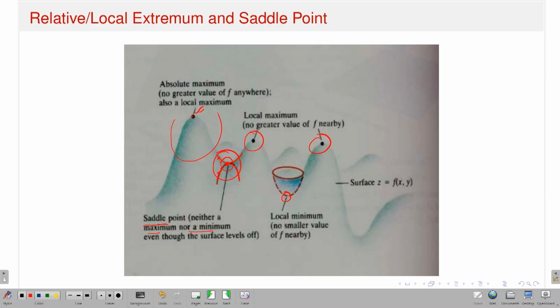And whether local maxima, local minima or global maxima exist, it clearly indicates from the picture. So pictorially I am giving some idea of what I mean by local maxima, local minima, global maxima, global minima, along with the saddle point.